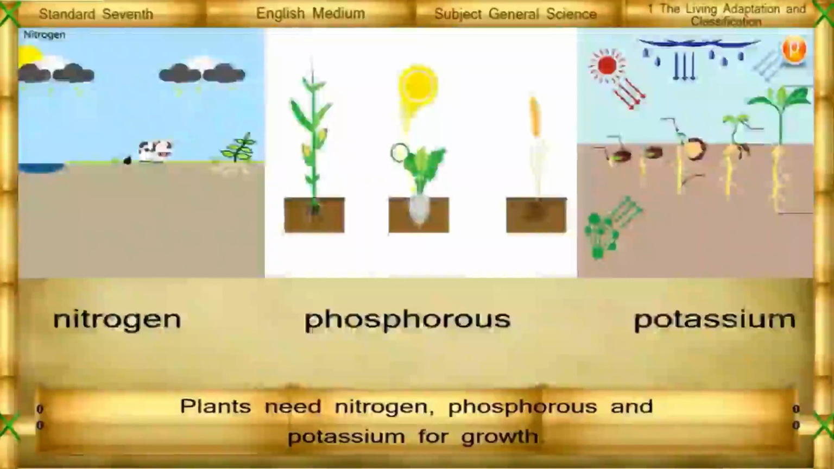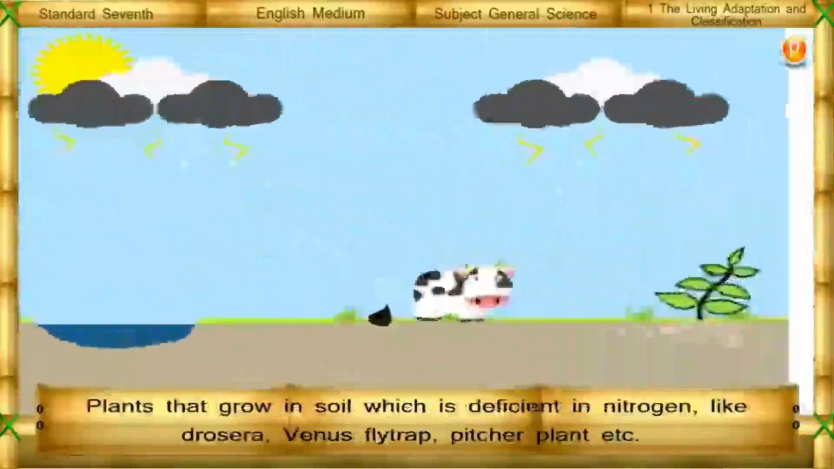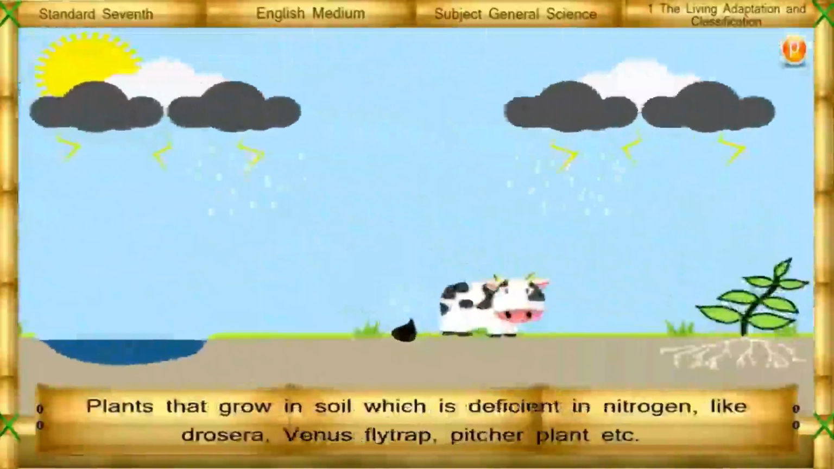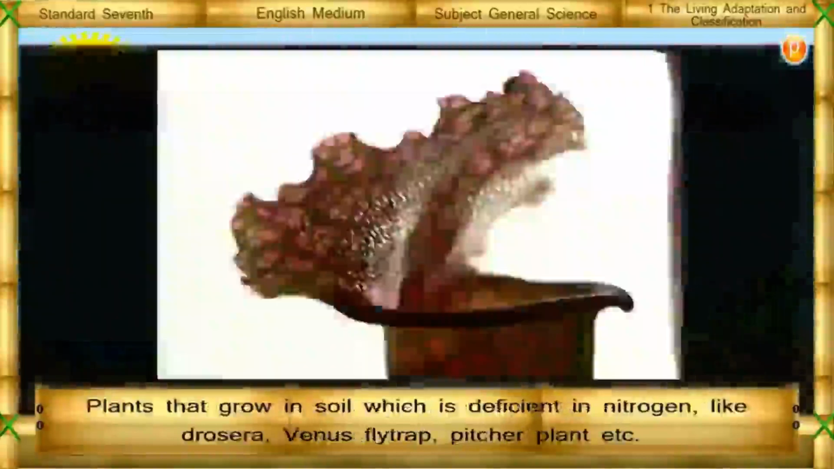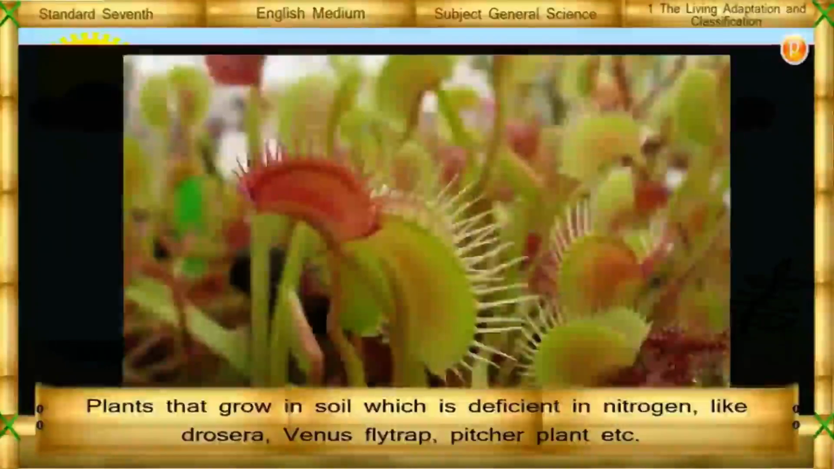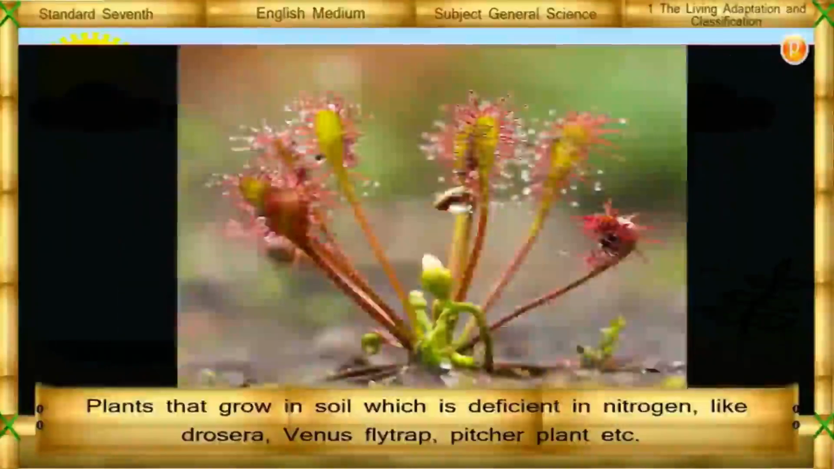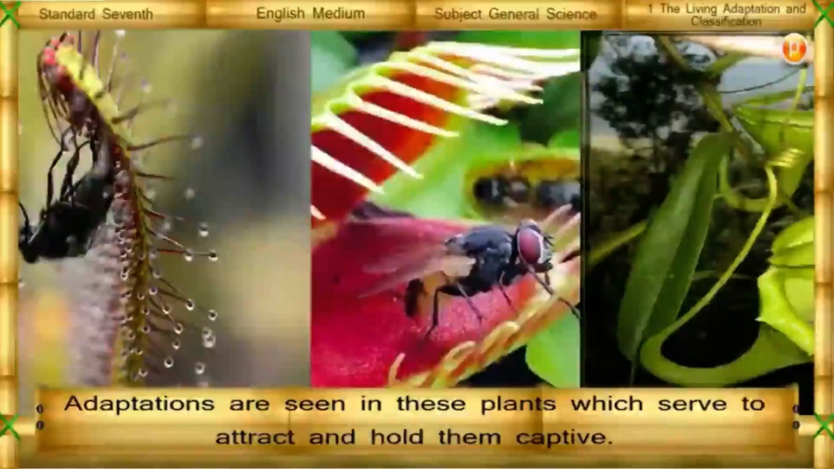Plants need nitrogen, phosphorus and potassium for growth. Plants that grow in soil which is deficient in nitrogen, like Drosera, Venus flytrap, pitcher plant, etc., fulfill their need for nitrogen by consuming insects. Adaptations are seen in these plants which serve to attract and hold them captive.